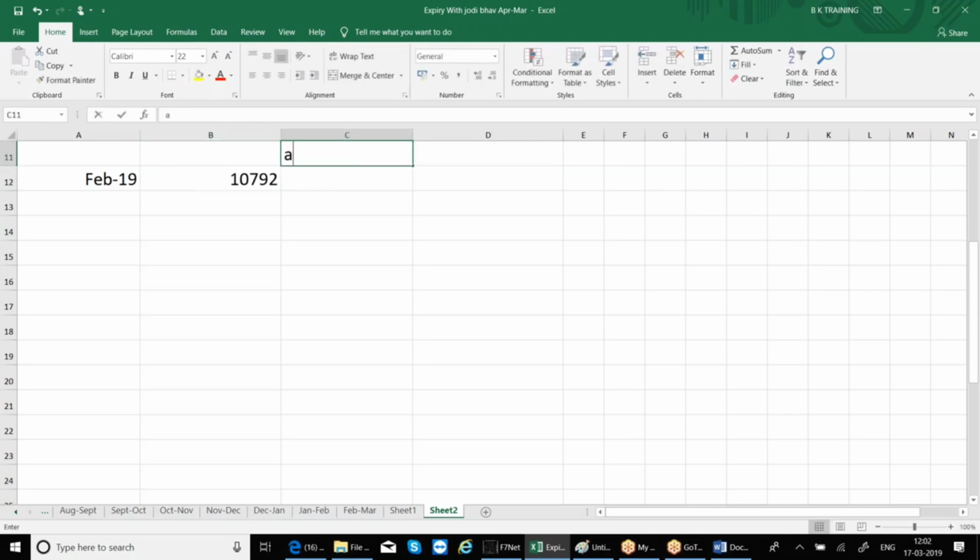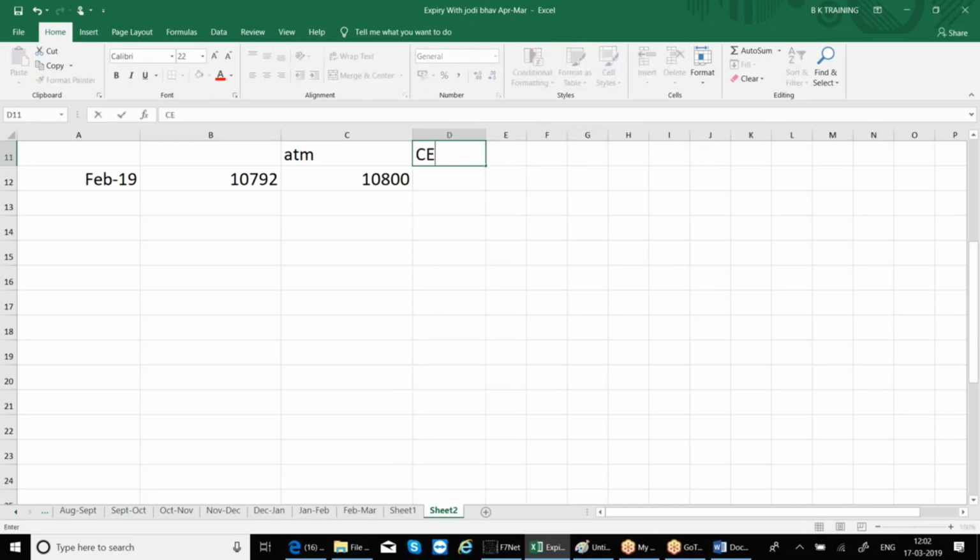So my ATM was 10800. Its call plus put together was 393. Do you all remember this? Feb expiry, 28th of Feb. If I ask you how Nifty is going to behave in March, Nifty tells me on the day of expiry.